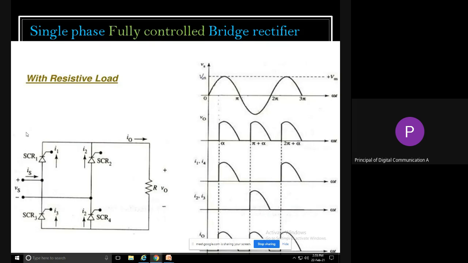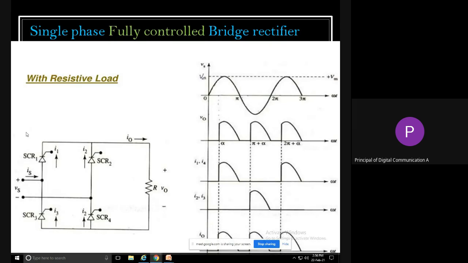So here this is the setup for the single phase fully controlled bridge rectifier with resistive load. If you change it by adding an inductor here in series with the resistor, that will become the inductive load. If you add a capacitor, that will become the capacitive load. But generally for the explanation, for simplicity, we are just assuming that this is the resistive load connected across the output.